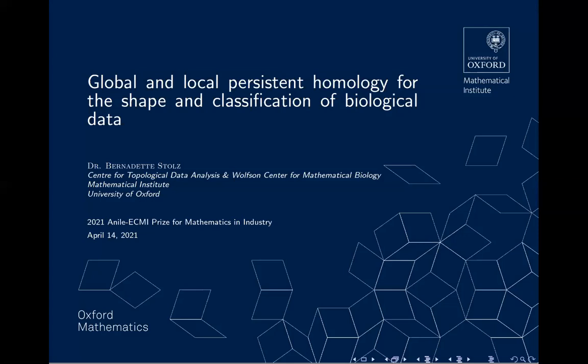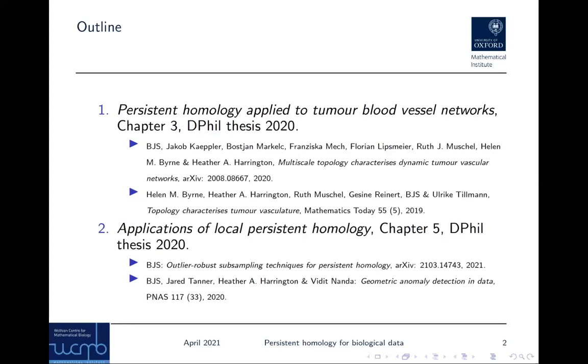So I will take the opportunity to show you some of the work that I did in my DPhil. And the main focus, okay, now I can't move here. Okay, so I'll have to do this manually, that's fine. The main focus of the talk will be the application of persistent homology to tumor blood vessel networks. And then I'll give a tiny flavor of applications of local persistent homology in the final minutes of my talk. All of the work that I'm talking about is written up in manuscripts, which you can find online.